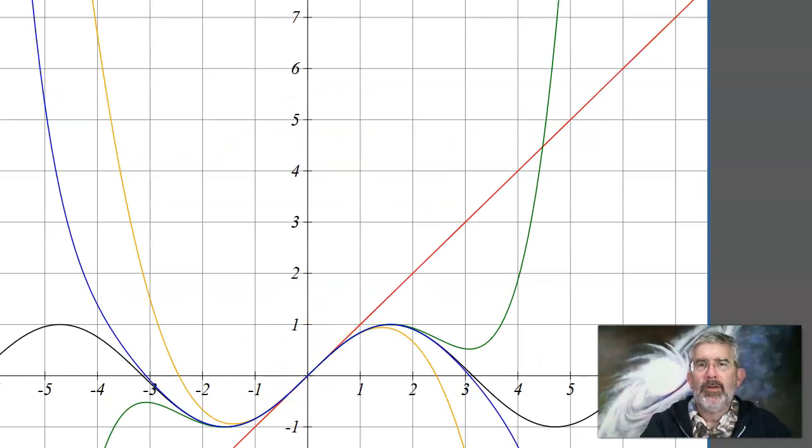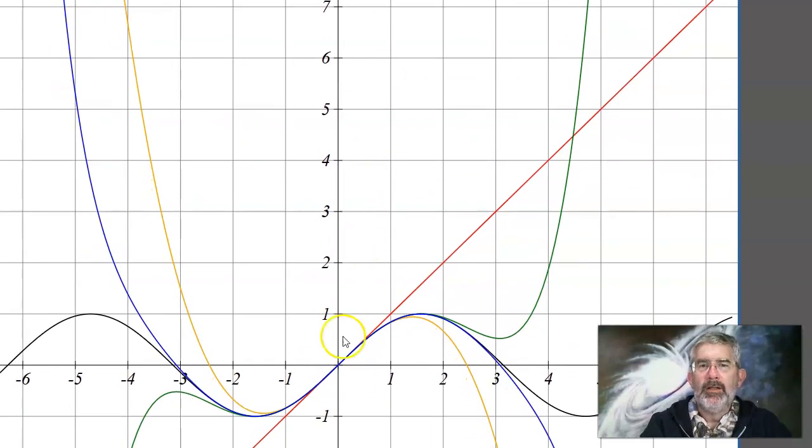So here's the sine. The red one is just y equals x. The orange one is y equals x minus x cubed over 3 factorial. And then the blue one, I think, is next, which would be x minus x cubed over 3 factorial plus x to the fifth over 5 factorial. No, that must be the green one. And then the blue one is with the 7th power thrown in.